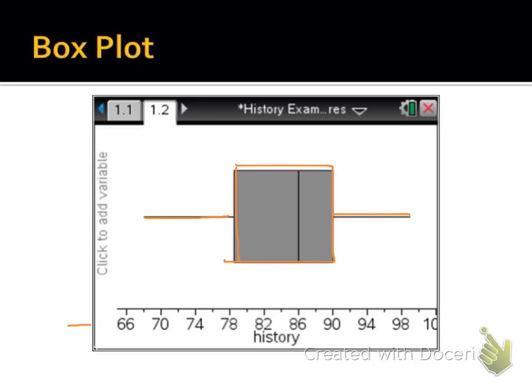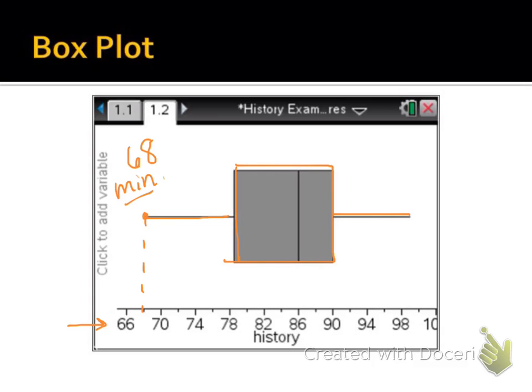Now, notice that our scale here is still the same as it was with the dot plot. So we're still going from 66 up to 100 with tick marks going every 2. And if you notice where this endpoint lines up, that still ends up with the 68. So this endpoint represents the minimum score because that's still showing you 68.